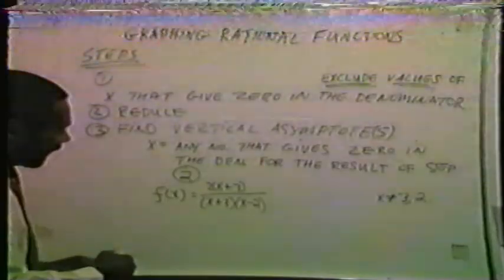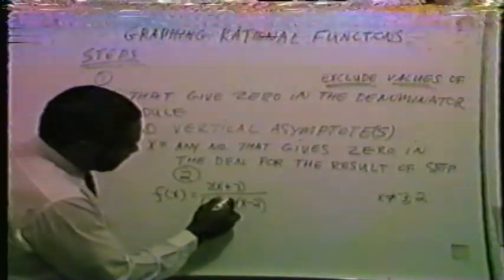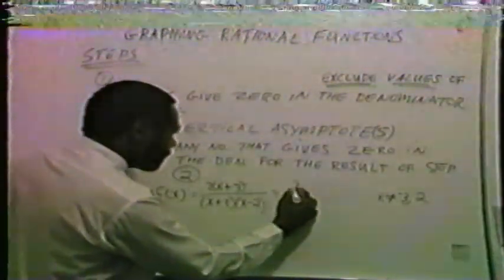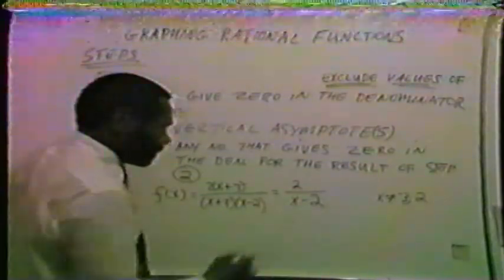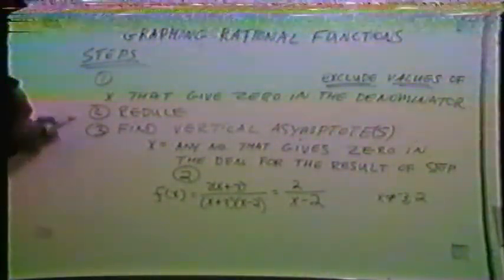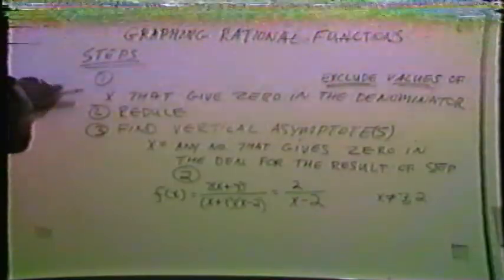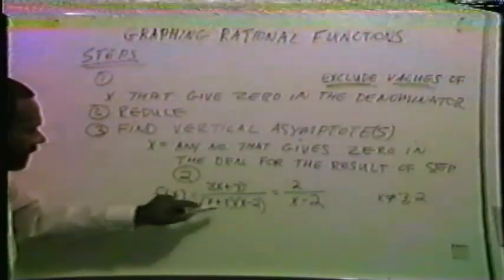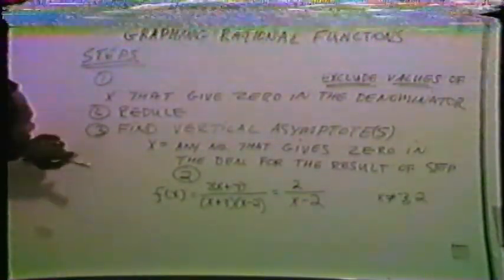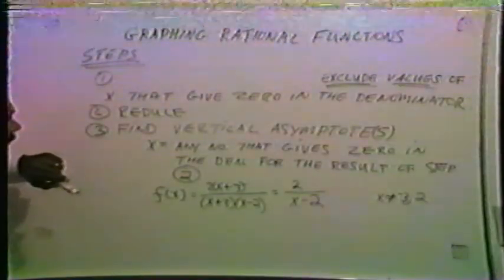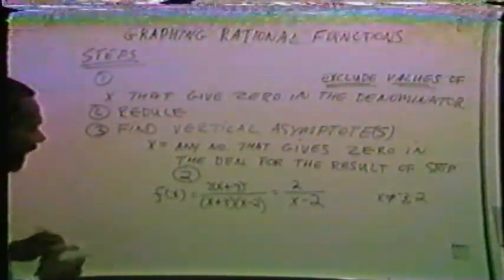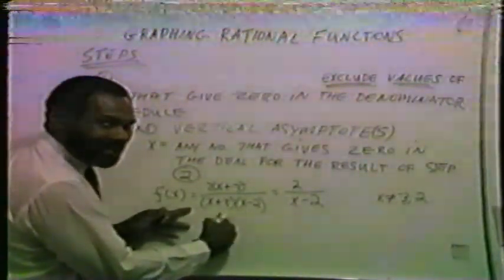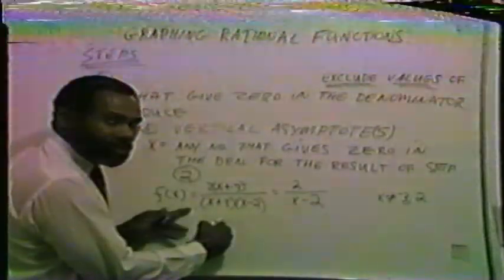So after I do that, then I can reduce this. Reduction, I can cancel that factor. So it would reduce to 2 over x minus 2. Now, that would take care of steps 1 and 2. Step 1, I excluded the values that would give me 0 in my denominator because we can't divide by 0. Then I reduce. Step 2. Step 3, I want to find the vertical asymptotes. I'm looking at what I got after I reduced for step 3. I'm not looking back here to get my vertical asymptotes. After you reduce, you look at that.